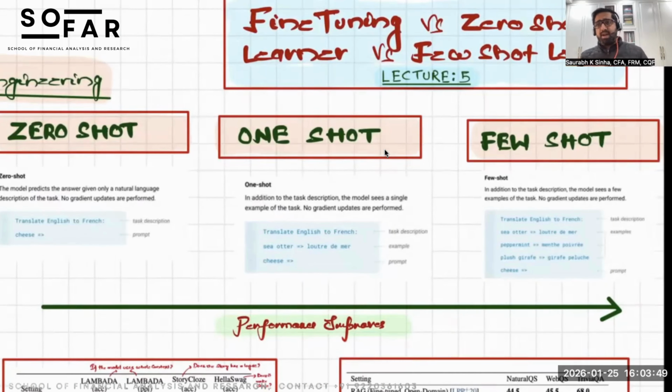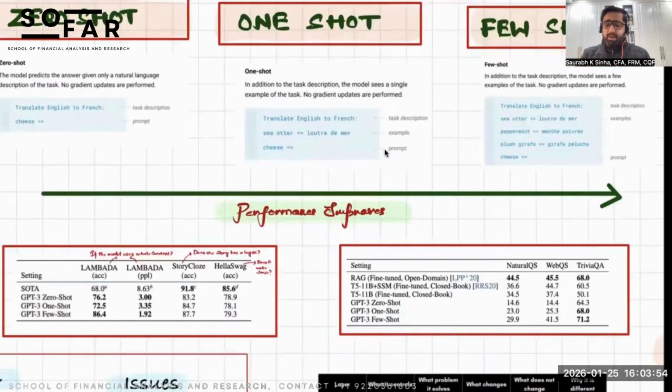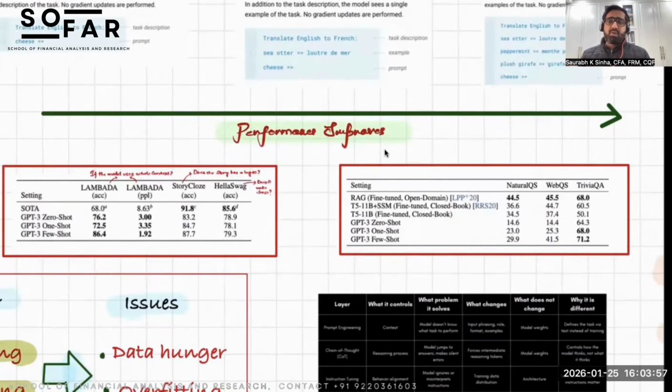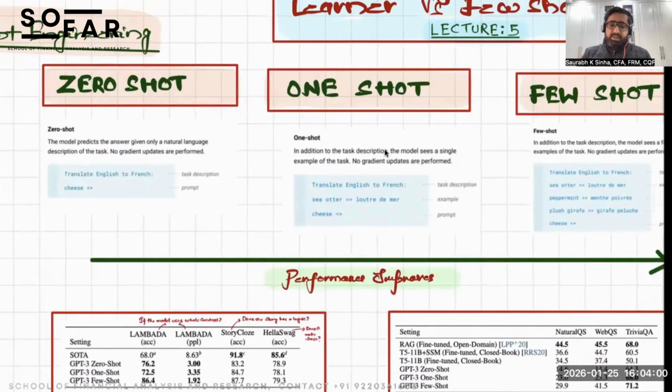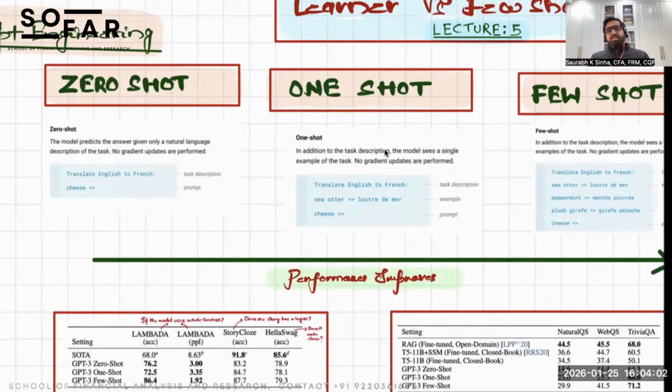I have taken all these images and examples from this paper only. All the tabular information that you see on the screen is from the paper, snippets from the paper. What is zero shot learning, one shot learning, and few shot learning? At a thematic level, they are prompts. But what is so special about the prompt? This is the first time any LLM researcher showed that you can get the desired, optimum result from the model without fine tuning.